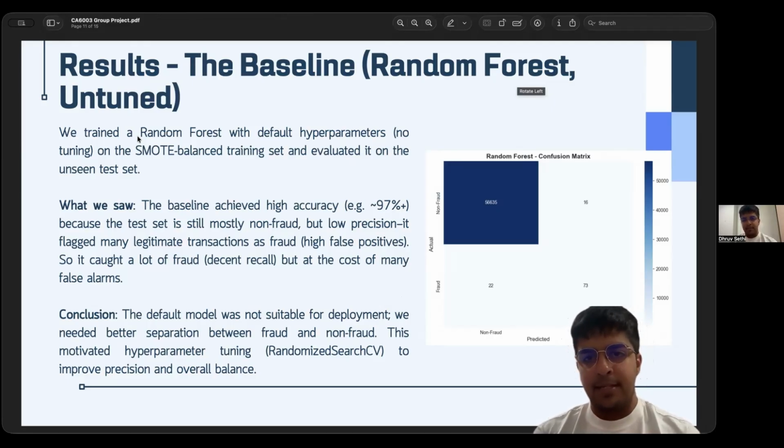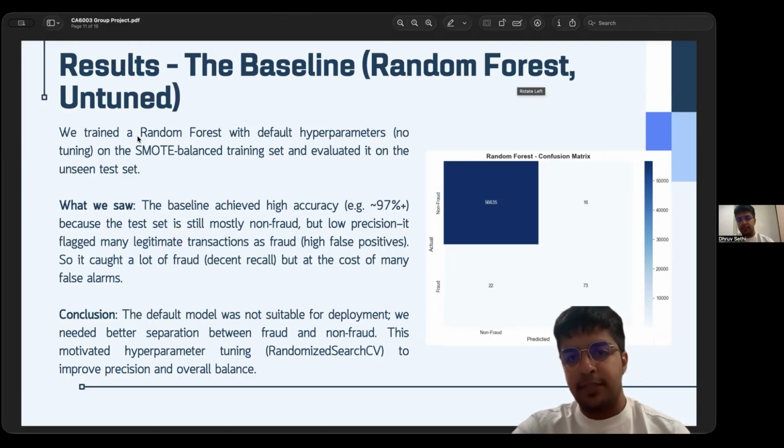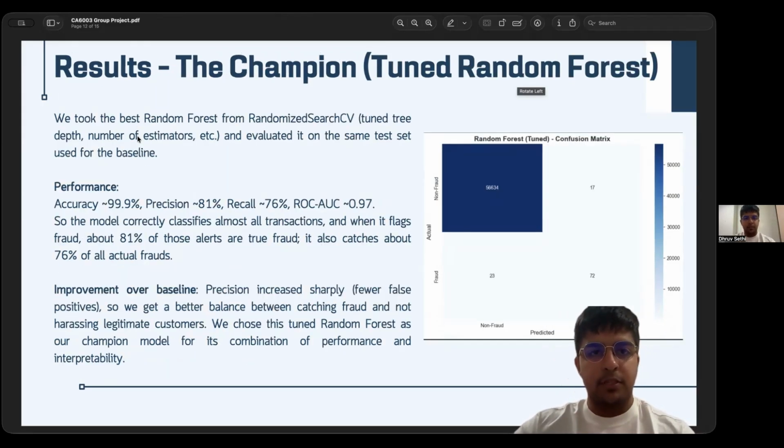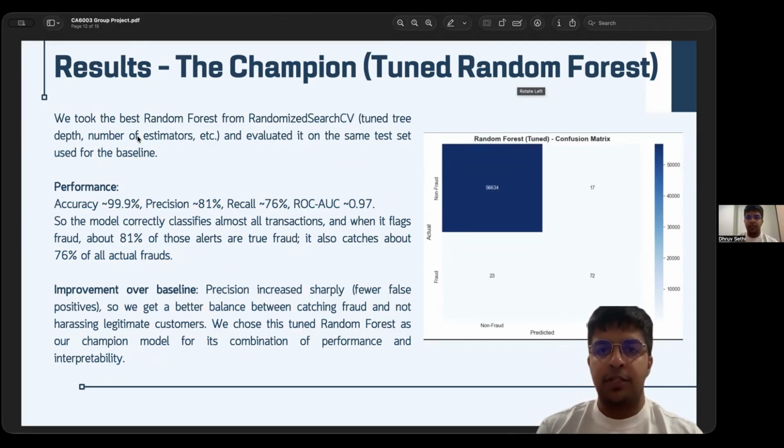So it did catch a lot of fraud, as we can see on the chart, 56,635. But it was also at the cost of many false alarms. This is not very suitable for deployment because we need a better separation between fraud and non-fraud. And so on the next slide is where we tuned it.